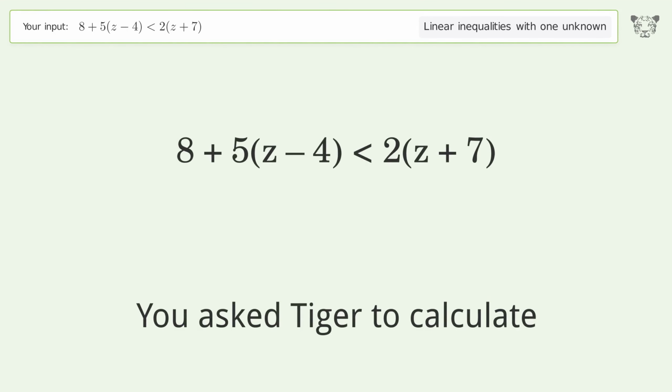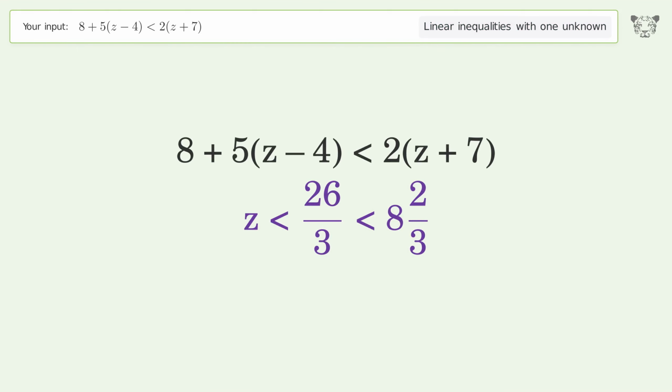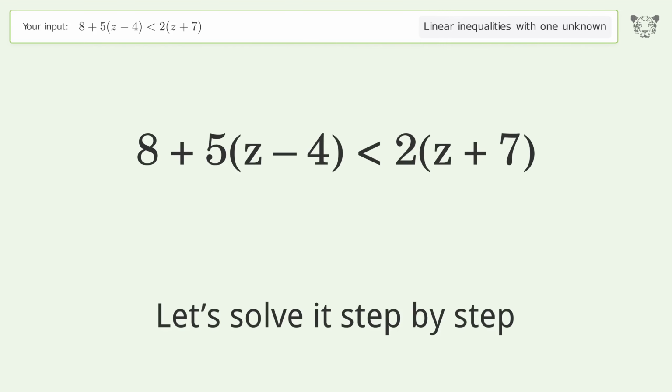You ask Tiger to calculate. This deals with linear inequalities with one unknown. The final result is z smaller than 26/3 smaller than 82/3. Let's solve it step by step.